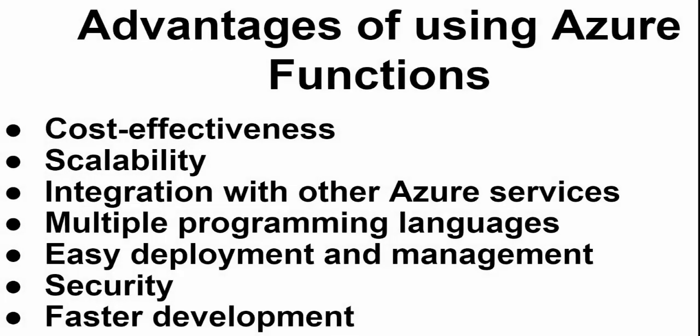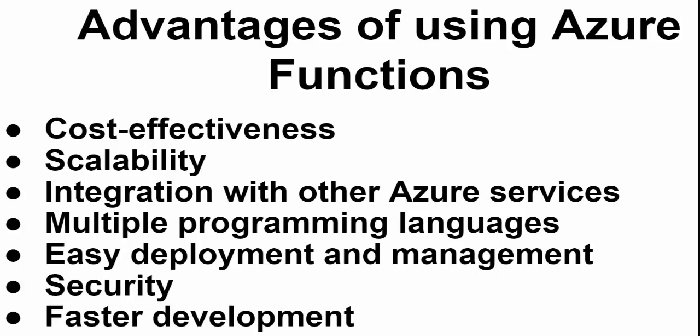Let me share the advantages of using Azure Functions. First, cost effectiveness. With Azure Functions, you only pay for the time your code runs. There is no need to provision or manage servers, which can significantly reduce your infrastructure cost. Second, scalability. Azure Functions automatically scales to handle spikes in traffic, ensuring that your application can handle high loads without any manual intervention. Third, integration with other Azure services. Azure Functions can easily integrate with other Azure services such as storage, Event Hubs, Service Bus, etc. This enables you to build a complex event-driven architecture that can process data in real time.